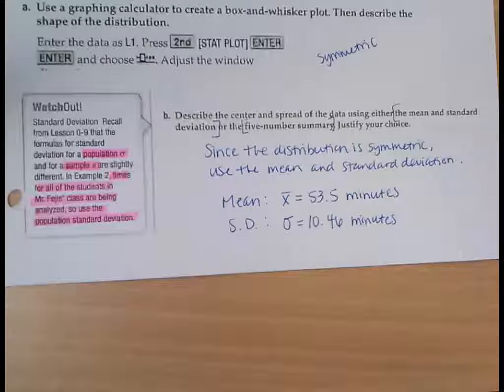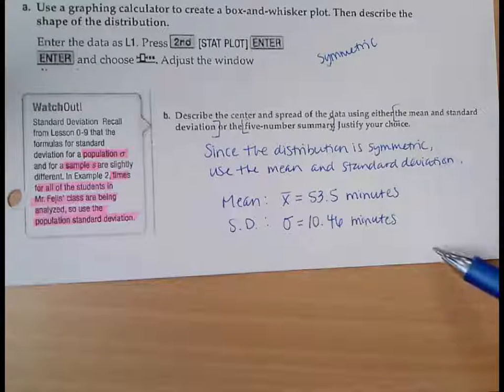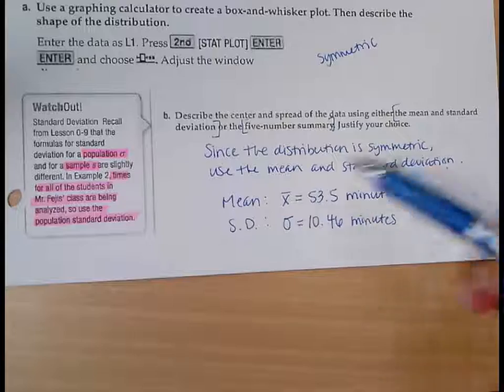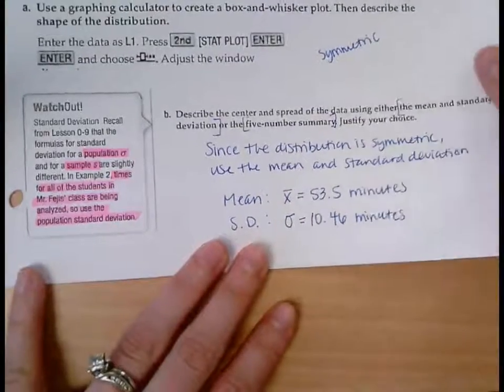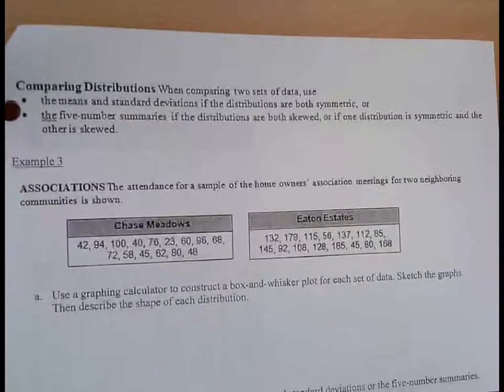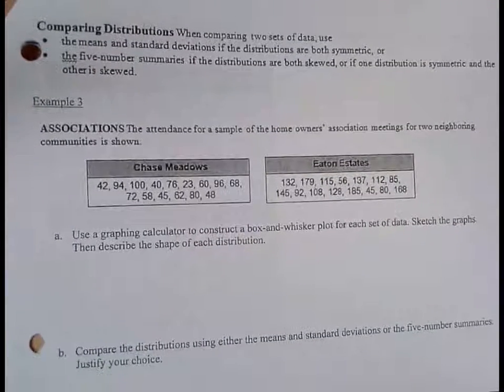Okay, any questions on that? So it's kind of the same thing. It's being able to enter the data into the calculator, make either a histogram or a box and whisker plot to identify the distribution, and then based on the distribution, what measures should you be recording, and then giving those measures from the calculator. So example 3 is actually comparing 2 distributions. Examples 3 and 4 are comparing distributions.